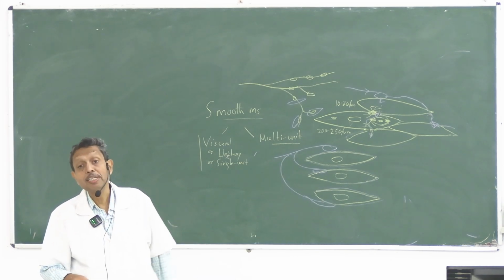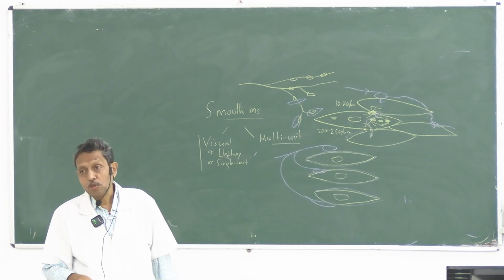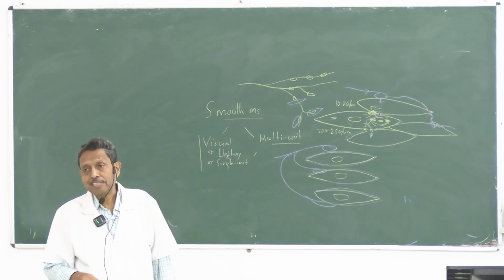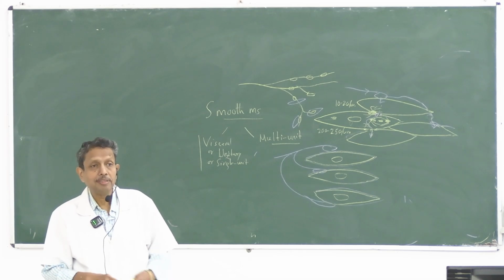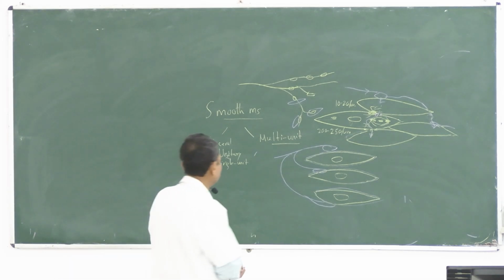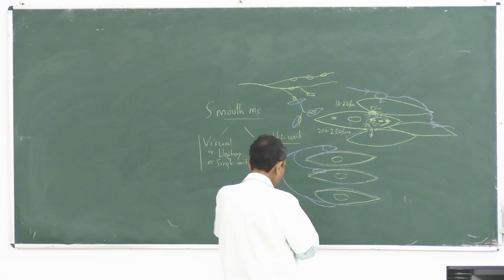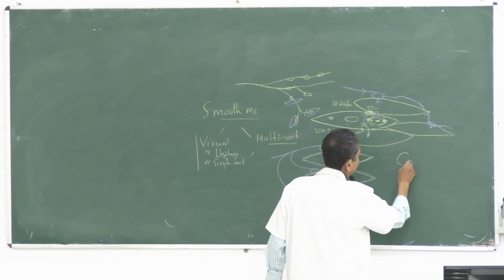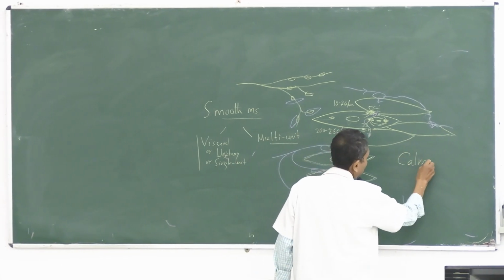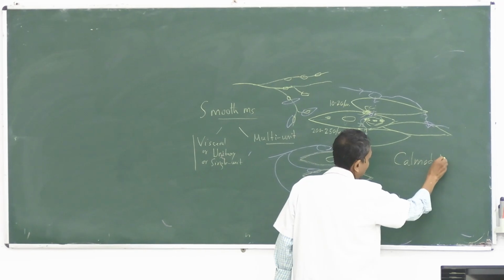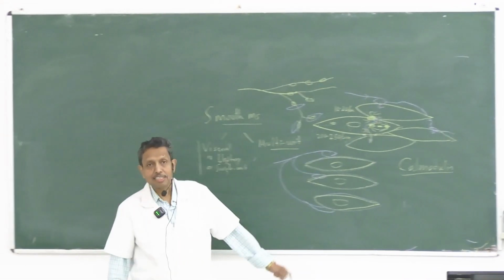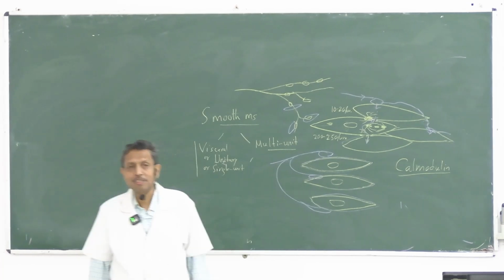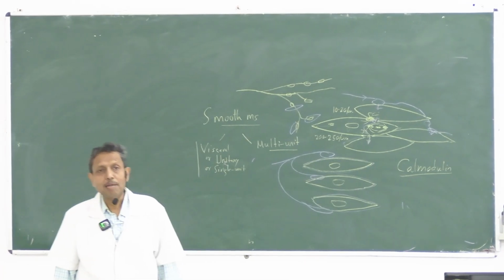But here troponin is absent. So this function is done by something else, and it is done by calmodulin. A structure similar to that of troponin C, calmodulin.